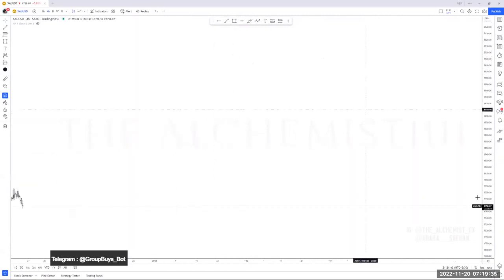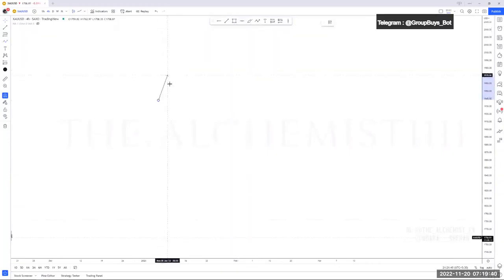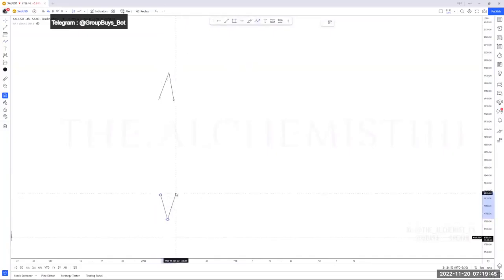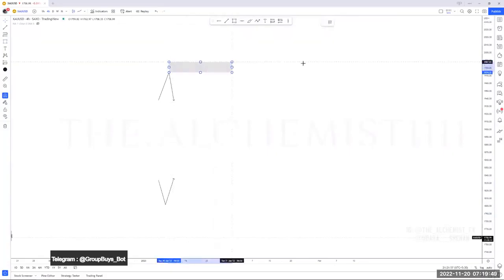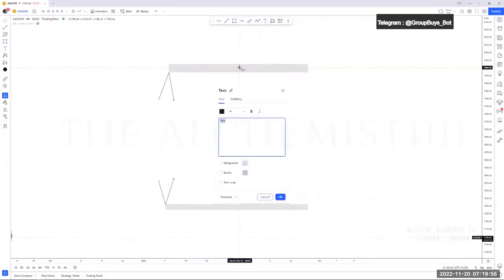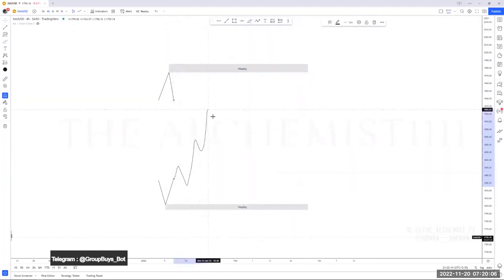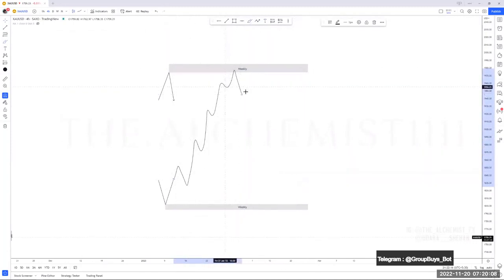Let me just draw it out to you properly and then explain. Let's say we had something like this: a resistance and a support on the daily. Let's say this was actually the weekly. Now, let's say the market is coming back into a weekly zone and did this.